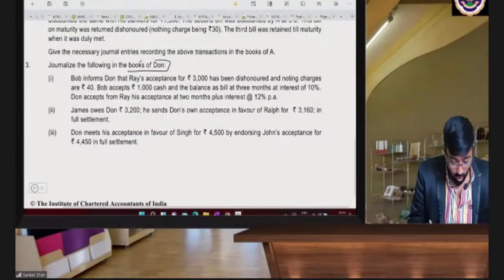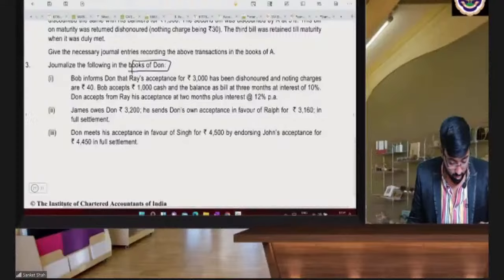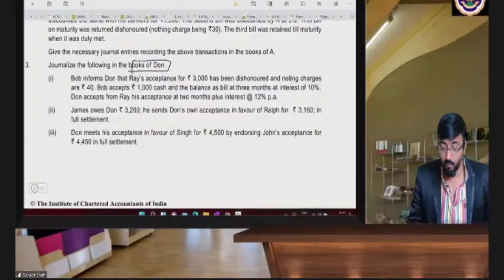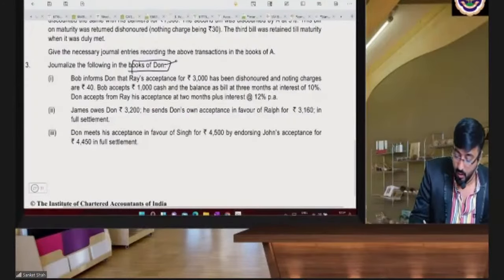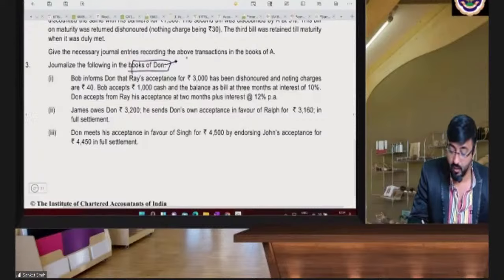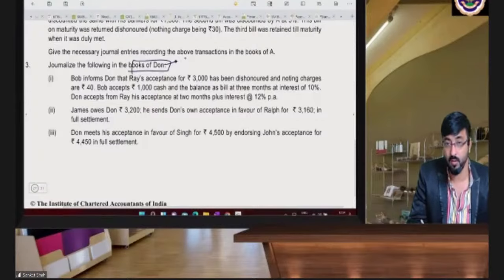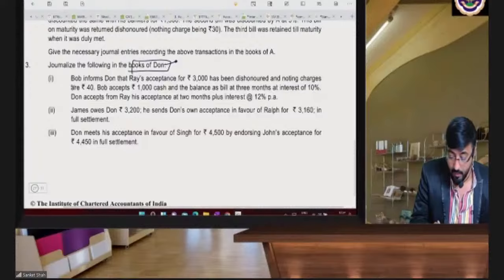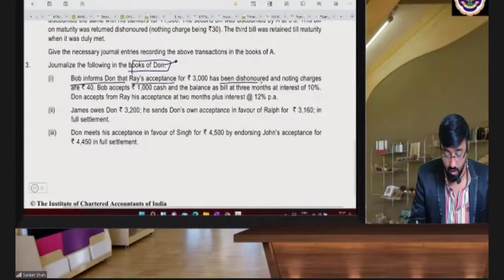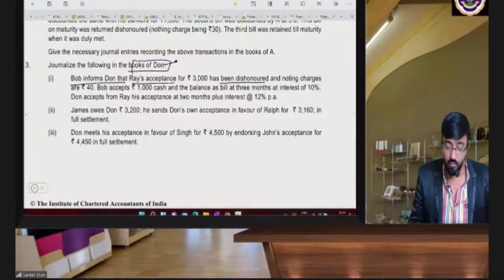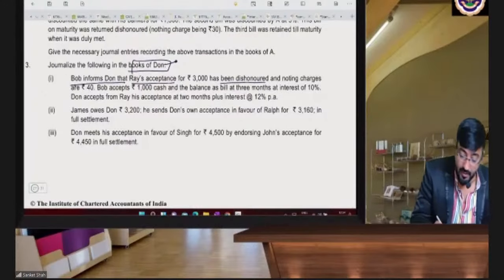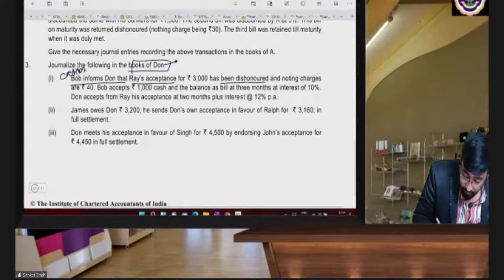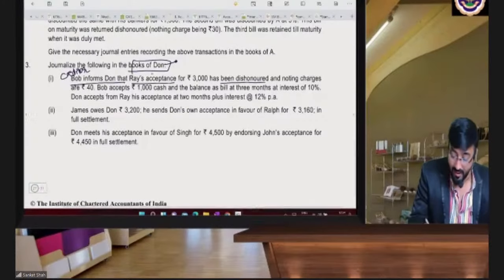In the books of Don, Bob informs Don that Ray's acceptance was dishonored. So Bob is a creditor for Don, and Ray is a debtor.